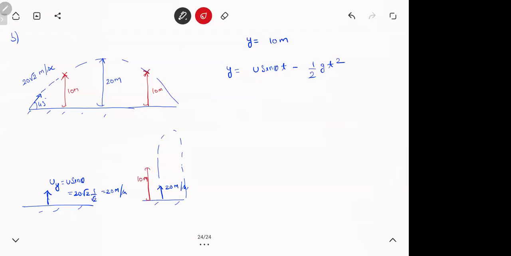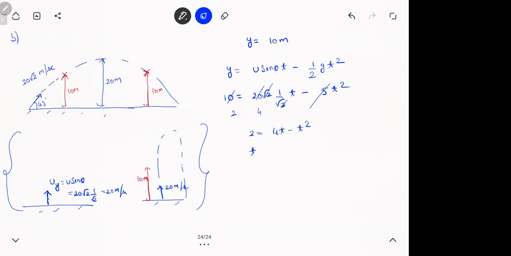Didn't we do something like this in 1D? A stone is projected with 20 meters per second up. Find the time when it reaches half of the height. It was the exact same question. The only difference is there's horizontal velocity also. But remember, anything that happens in the vertical direction is not affected by the horizontal direction. From this equation, y is 10, u is 20 root 2, sine 45 is 1 by root 2, g is 10, so that is 5t square. Root 2 cancels. You get 10 is equal to 20t minus 5t square, that is 2 equals 4t minus t square.